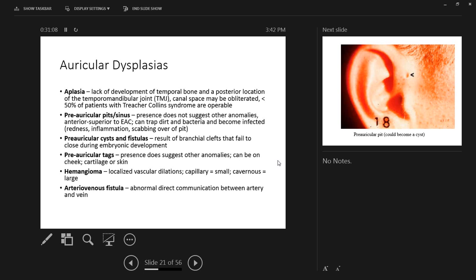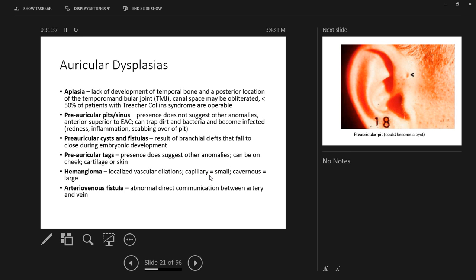Preauricular cysts or fistulas. This is in embryologic development. There's branchial arches and clefts. That's basically what ends up making up our ears as we're in utero, these branchial arches and branchial clefts. Well, if one of the clefts fails to close, you can have basically what is a big fistula in front. It's not as small as a pit. It's just big. It's a big pit.